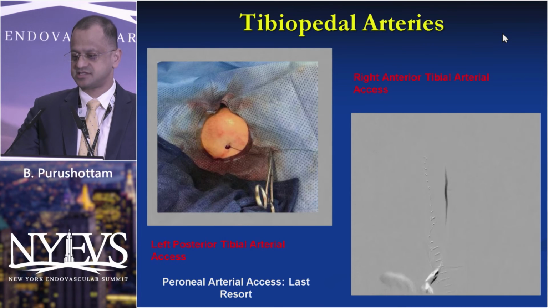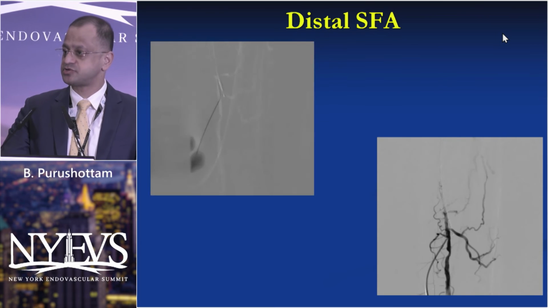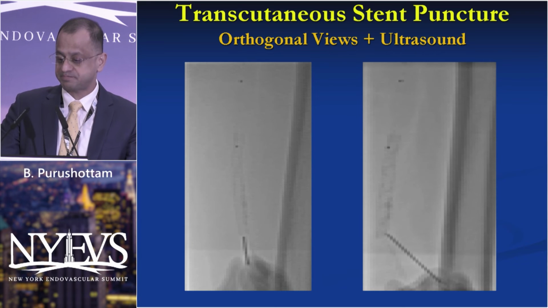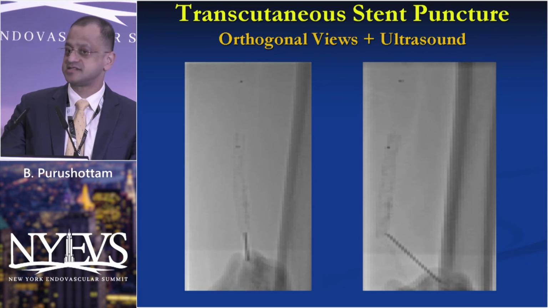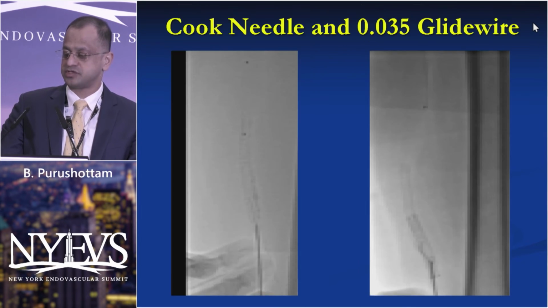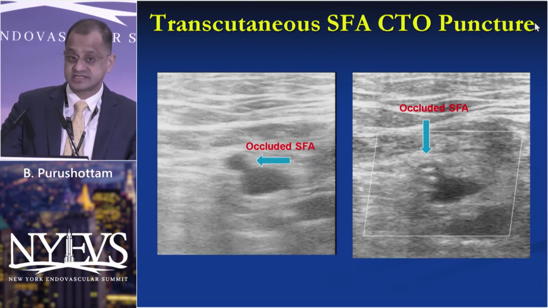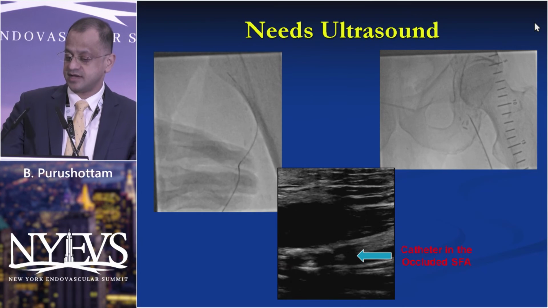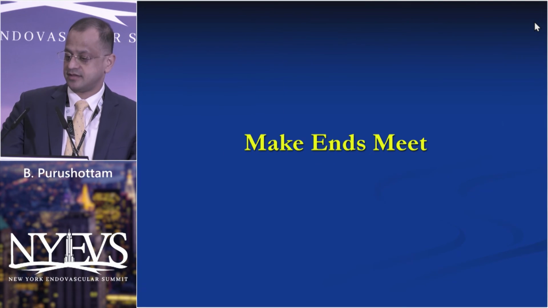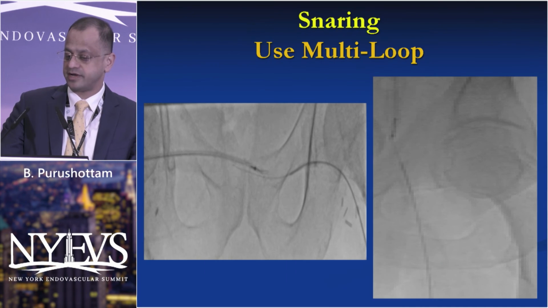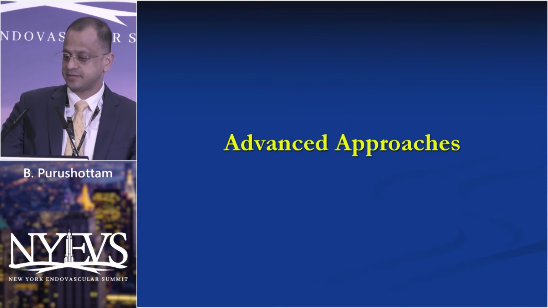So these are the additional accesses which we talked about, which I'm going to skip. The other option is accessing the distal SFA if all you have is a one-vessel runoff in the foot. And sometimes you have to actually access the stent itself, where you do it under ultrasound guidance. Then make sure once you access it, you use a 035 glide wire and create a loop technique, and make sure you're orthogonal. Sometimes you access the occluded vessel itself, which is the SFA, as seen in this example. And this is about how we cannulate the externalized wire with snaring, or you feed directly.